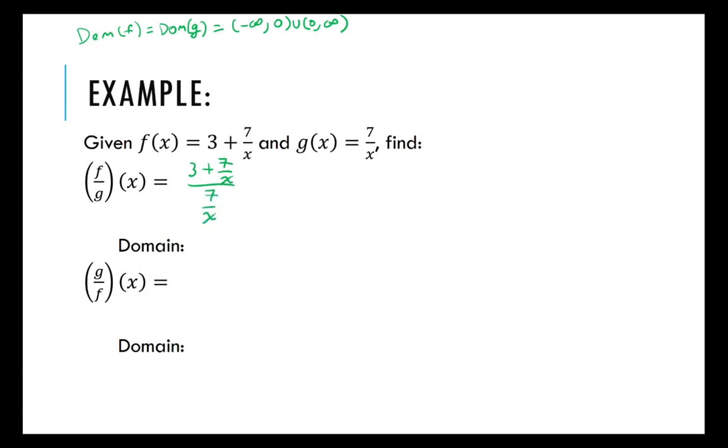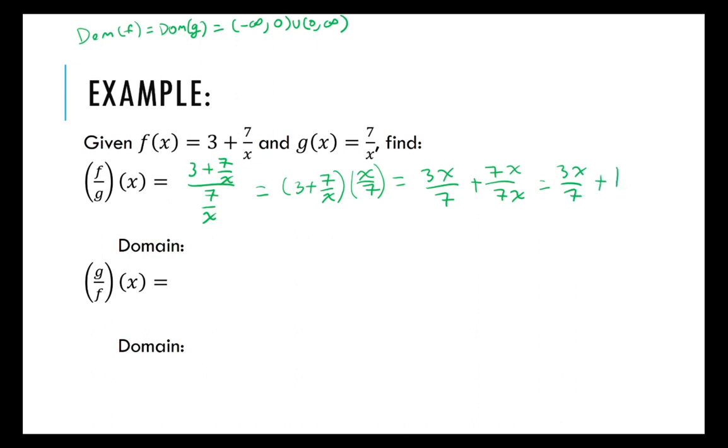But then remember that we can simplify this, as division by a fraction is really multiplication by the reciprocal. So that's the same thing as 3 plus 7 over x times the reciprocal of 7 over x, which is x over 7. We can then distribute that, and we're going to get 3x divided by 7 plus 7x over 7x, which is really 3x over 7 plus 1.